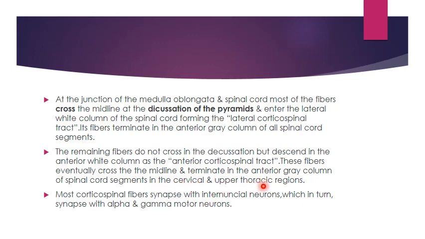Most corticospinal fibers synapse with internuncial or interneurons, which in turn synapse with alpha and gamma motor neurons. Only the largest corticospinal fibers synapse directly with the motor neurons.